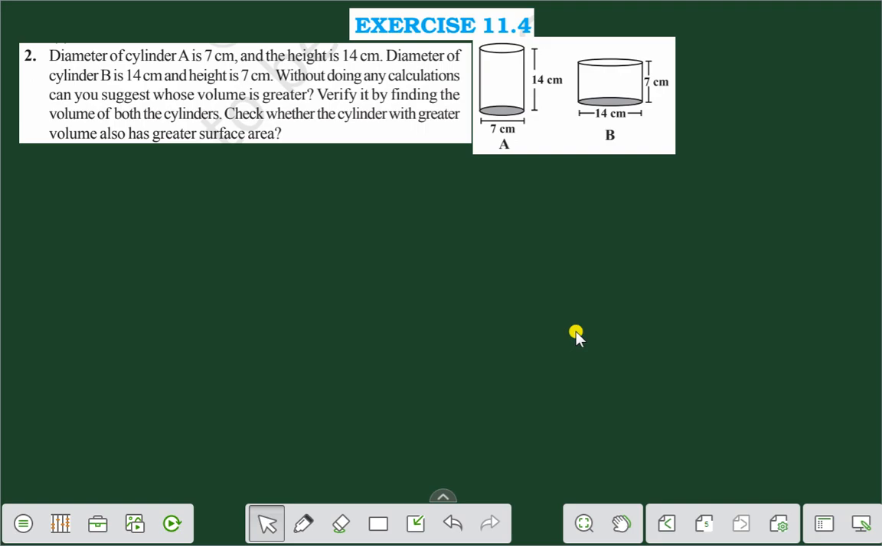Hello everyone. Today I shall discuss exercise 11.4 question number 2. Diameter of cylinder A is 7 cm and height is 14 cm. Diameter of cylinder B is 14 cm and height is 7 cm. Without doing any calculations, can you suggest whose volume is greater? Verify it by finding the volume of both the cylinders. Check whether the cylinder with greater volume also has greater surface area. Let us find.